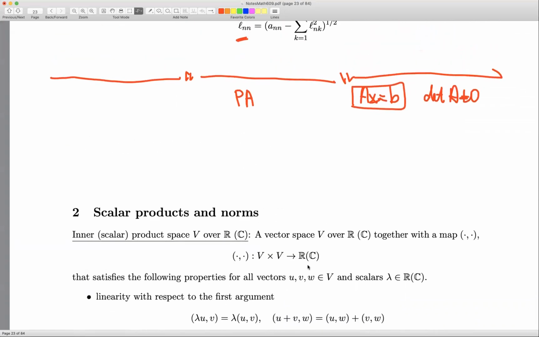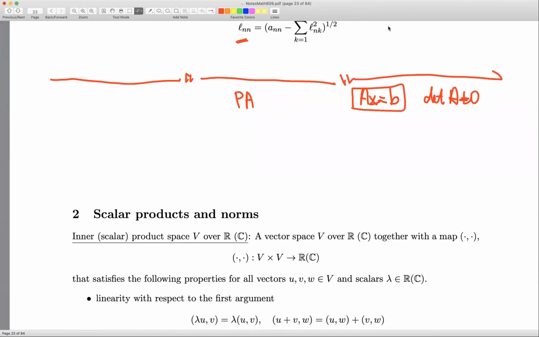Anyways, okay, so this is the end of lecture 3, and next time we will continue with scalar products and norms. The homework actually is only on covering this lecture. The homework number 3 will be on scalar products and norms. Okay.